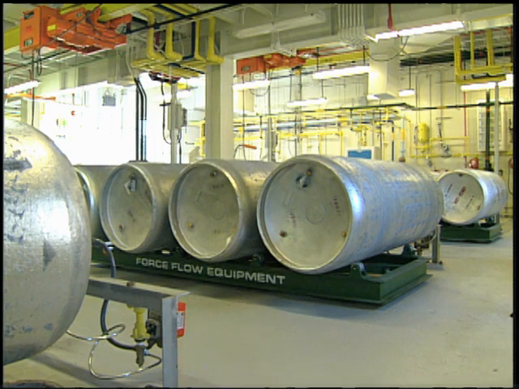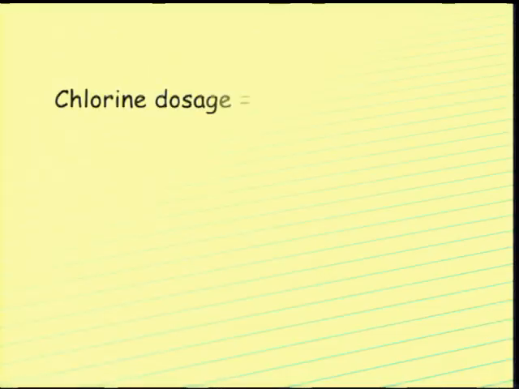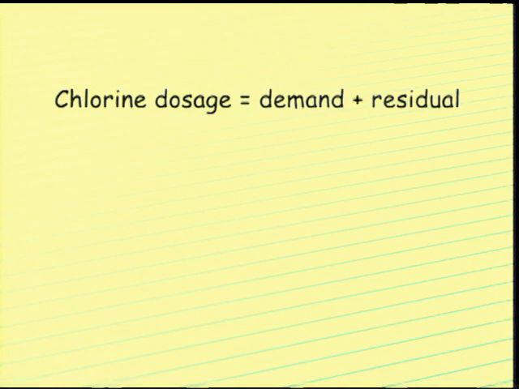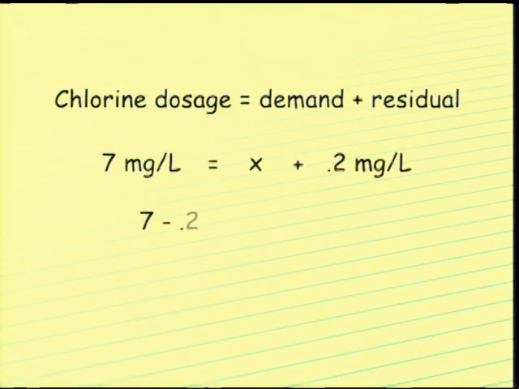Here's how this type of equation is used at a treatment facility. Chlorine dosage equals chlorine demand plus chlorine residual. If you know that chlorine dosage is 7 milligrams per liter and chlorine residual is 0.2 milligrams per liter, then we can determine that chlorine demand, the unknown value, must be 6.8 milligrams per liter.